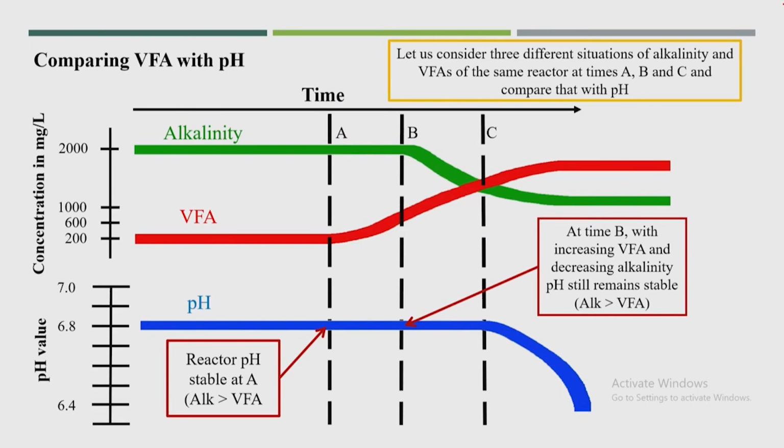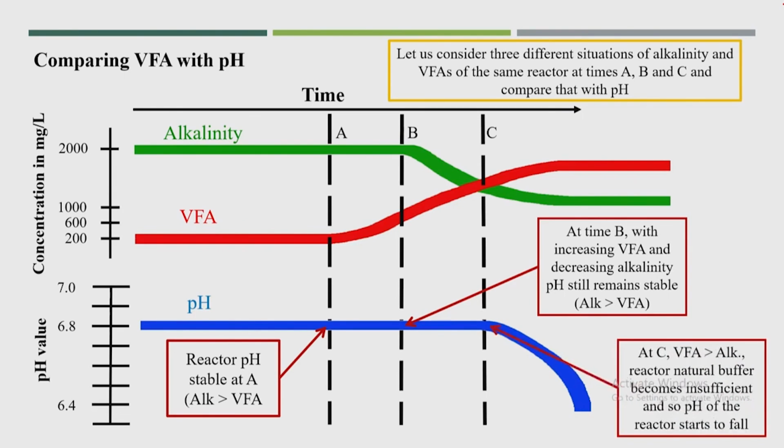At time B, or stage B, with increasing VFA, you see that VFA is increasing, but alkalinity is slightly reducing, and even with decreasing alkalinity the pH still remains stable. Until then the pH will not be affected, because in the same condition the alkalinity is more than VFA. But at stage 3, the VFA is more than alkalinity or almost equal, the reactor's natural buffer becomes insufficient, so the pH of the reactor starts to fall.